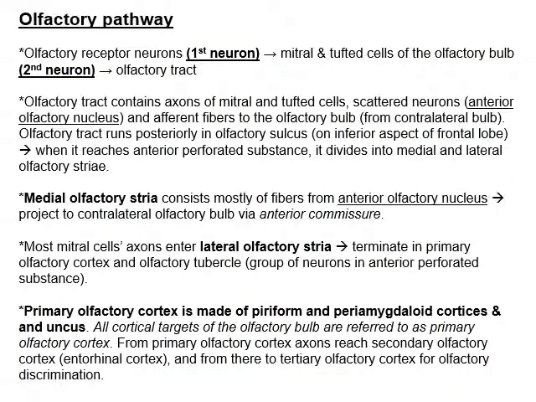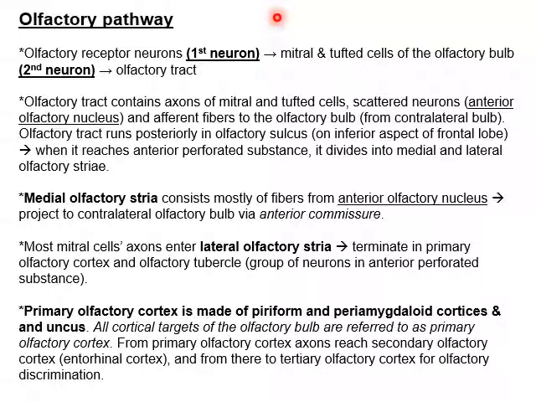The olfactory pathway depends on the olfactory receptor neurons, as I mentioned. These olfactory receptor neurons are the first order neurons. And from there, the axons reach to synapse with the mitral and tufted cells of the olfactory bulb, which is the second order neuron, and then it reaches the olfactory tract. The olfactory tract contains axons of the mitral and tufted cells, and also there are scattered neurons called the anterior olfactory nucleus. And there are also afferent fibers coming from the olfactory bulb on the opposite side, so from the contralateral olfactory bulb. So what is present inside the olfactory tract?